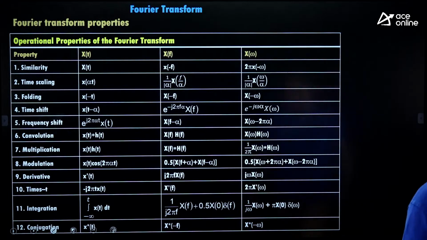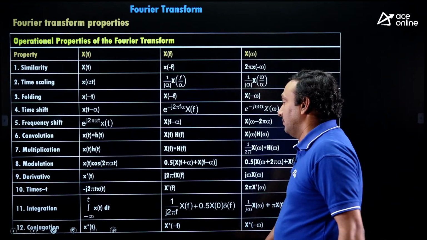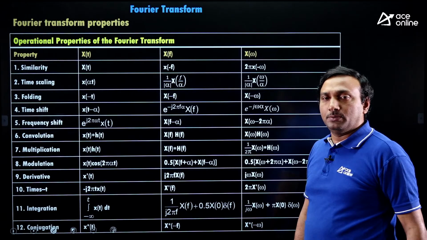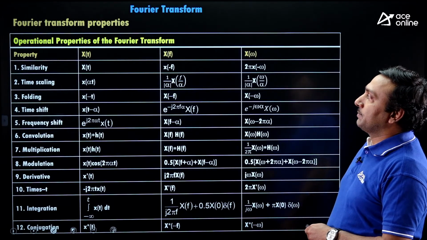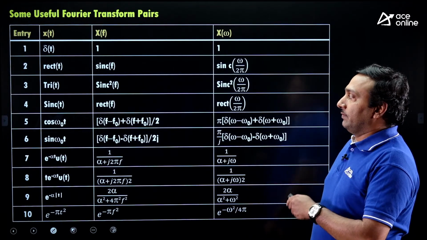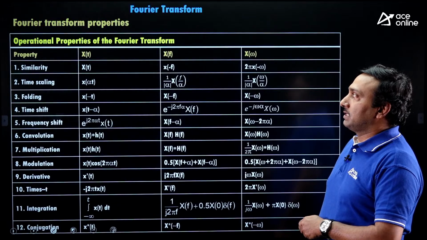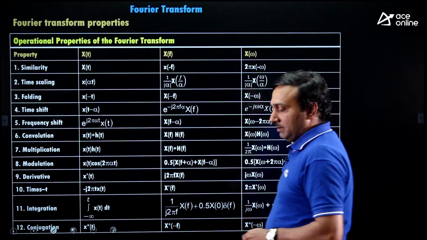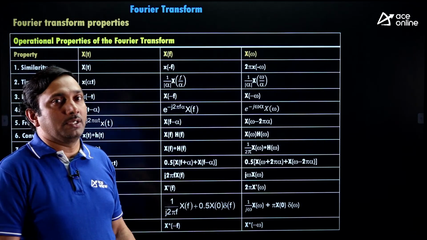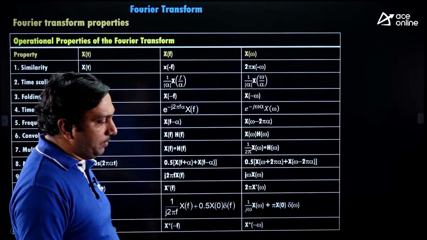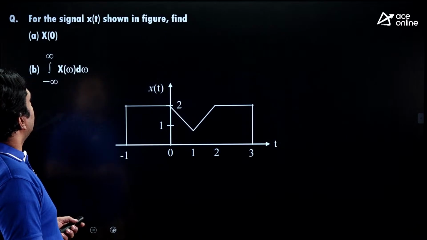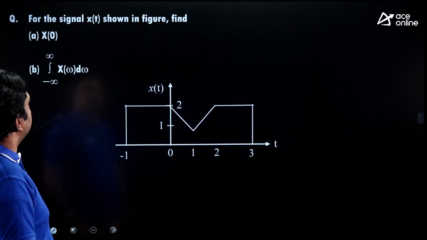So the most important topic, like I mentioned in the first session for you, is properties of Fourier transform. You must be thorough, as well as the standard signal spectrum. I have provided the data for you, some of the standard signal spectrum as well as the list of properties. 50% of questions generally will be asked from this CTFT, continuous time Fourier transform chapter in different competitive exams. So let us see a few examples related to this.